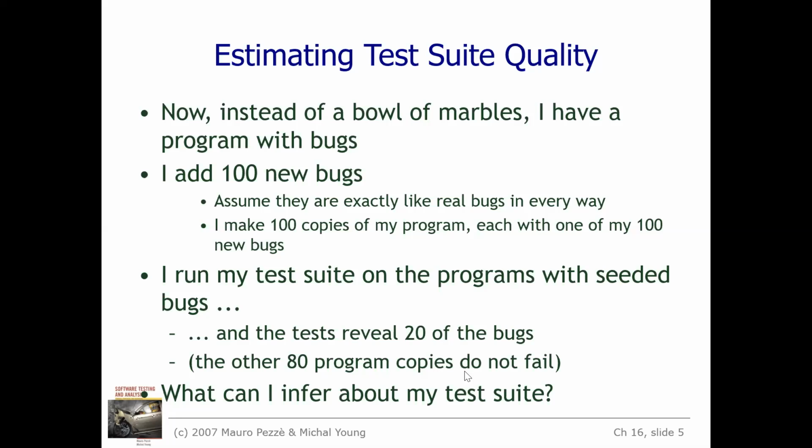The other 80 program copies do not fail. That means those 80 copies have passed. 20 copies have been giving you different results. In those 20 cases, you can keep them, but the remaining 80 cases, you need to test again. That's what I was explaining to you previously. So if it is one and the same, then there is a problem.